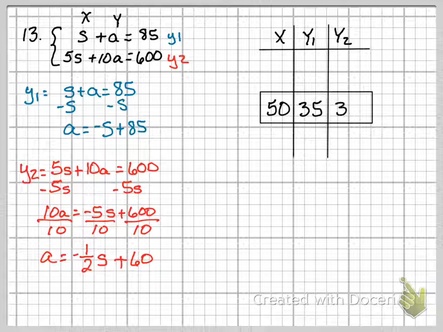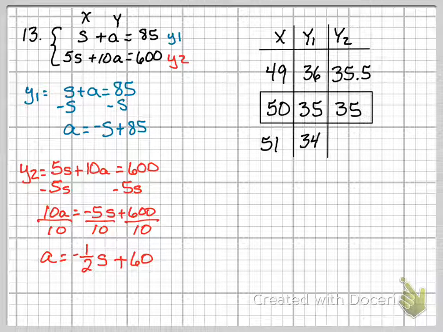I know that my answer is somewhere between 0 and 85 because I can't sell negative tickets. And I know that my top tickets is 85. So I just scroll through. I found my answer where X is 50, Y is 35. Okay, so there's my ordered pair.